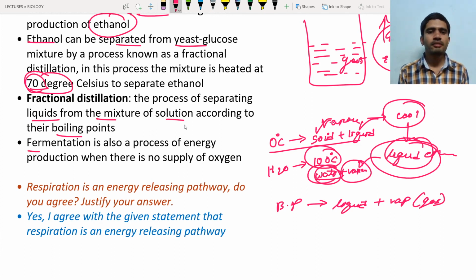Fermentation is also a process of energy production when there is no supply of oxygen. If there is no supply of oxygen, the fermentation process may get initiated. Here the question is: respiration is an energy releasing pathway. Do you agree? Justify your answer. Yes, it is the energy releasing pathway, and the statement given in the question is correct.